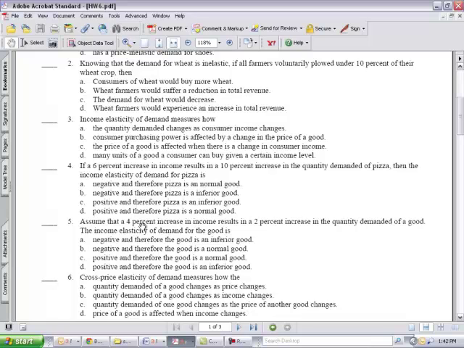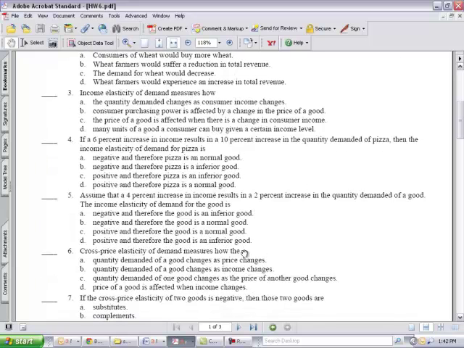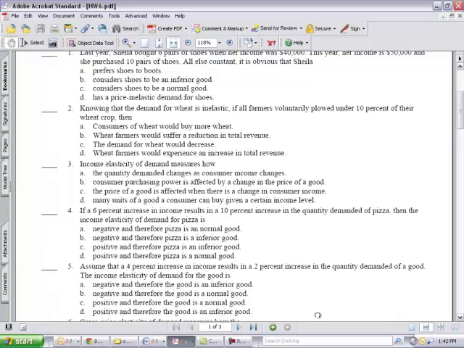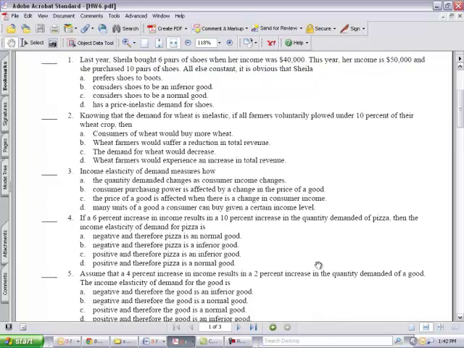Here's another interpretation of one. Income changes and quantity demanded changes. Here's a cross price elasticity, and how to interpret a cross price number. If they're negative, what does that mean for your cross price number? So lots and lots of elasticities, lots and lots of discussion on how to interpret these and what these numbers mean, and it gets very confusing.